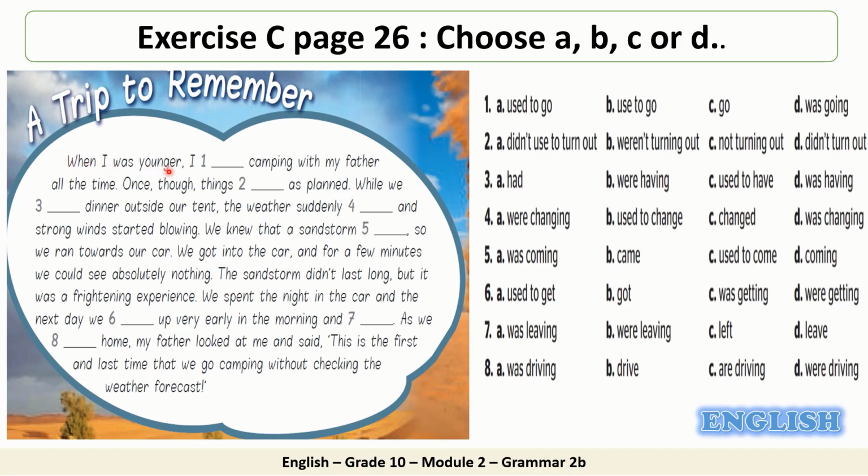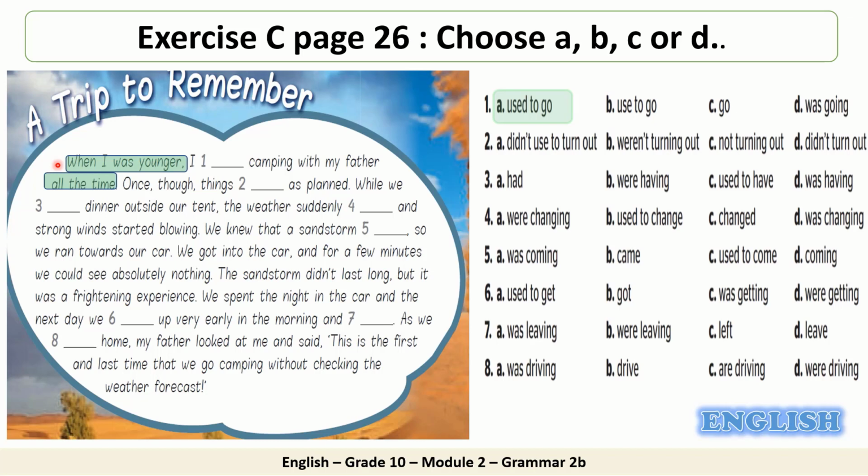When I was younger, I camping with my father all the time. The right answer is used to go. How can we justify this choice? It's by the presence of the expression when I was younger, which means in the past, and all the time, it indicates that it's a habit. It's a repeated action in the past. So please, dear student, pause the video for 3 minutes, do the task, then get back to me.